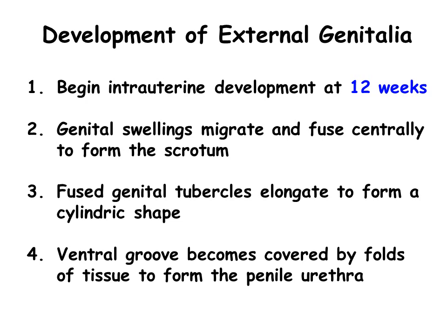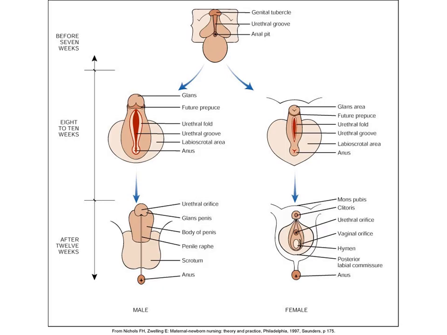This never fails to surprise me, but actually, the development of the external genitalia begins very early, at about 12 weeks. These genital swellings will migrate and fuse to form the scrotum. And then the tubercles elongate to form a cylindrical shape. And the groove becomes covered by folds of tissue to form the penile urethra. This picture shows you the difference between the development of male and female. And that's about as much as I want to go into this early development of the reproductive tracts.